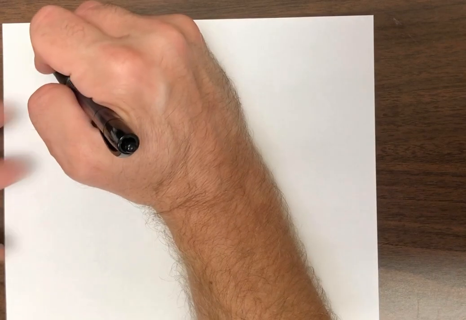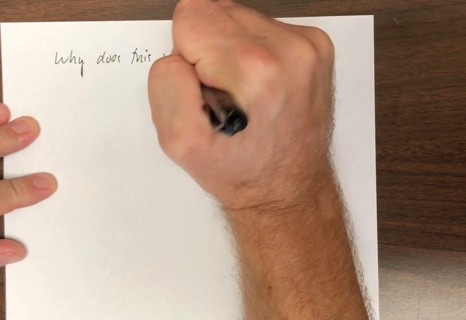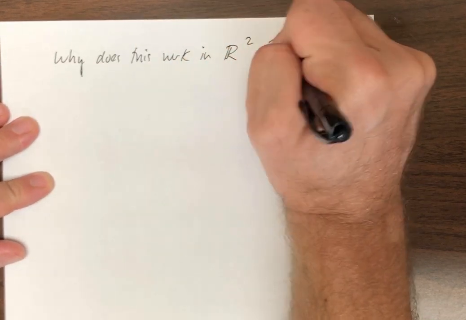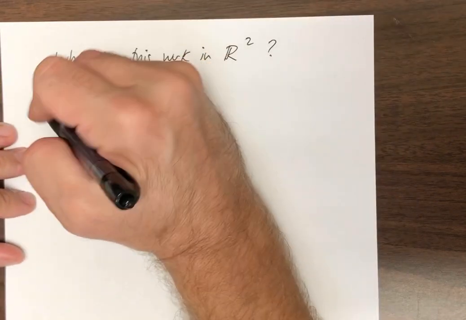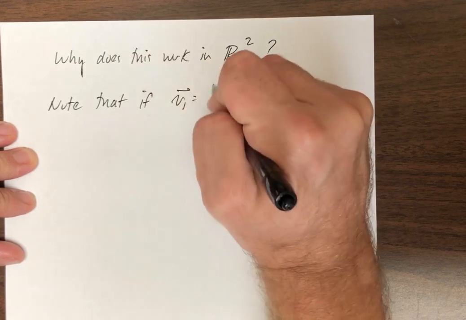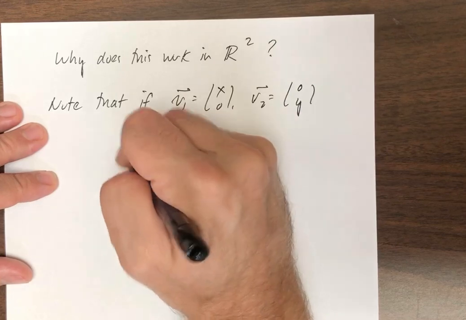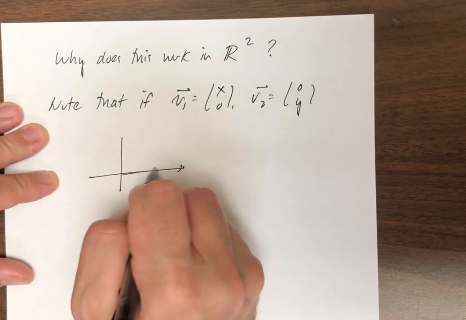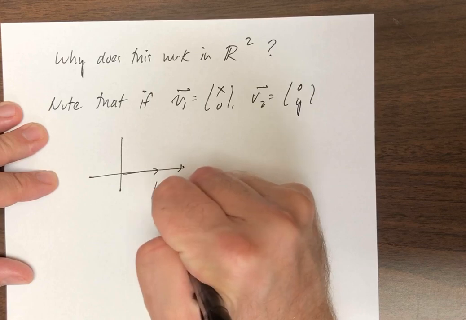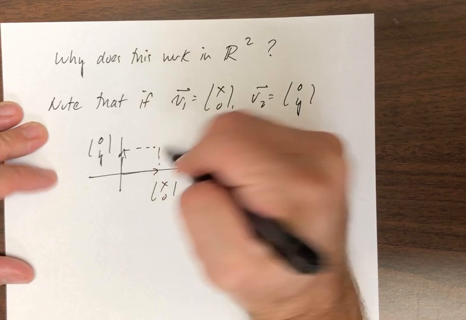So let me just show you kind of why this works for the plane at least. So, why does this work? Let's say in the plane. Well, again, just what I said, so note that if, let's say v1 is just (x, 0) and v2 is just (0, y), then what I'm looking at is just this is (x, 0) and this is (0, y). And what's my parallelogram? It's just this rectangle.